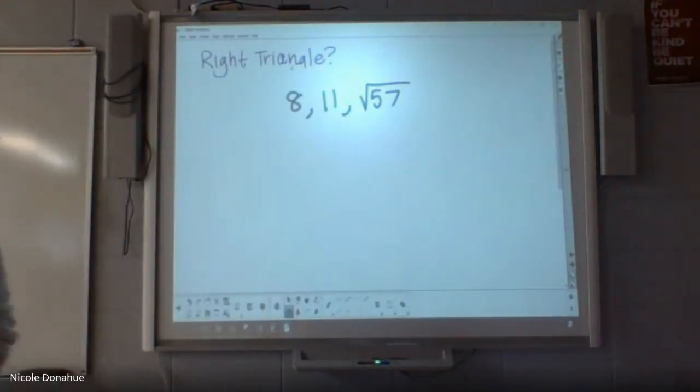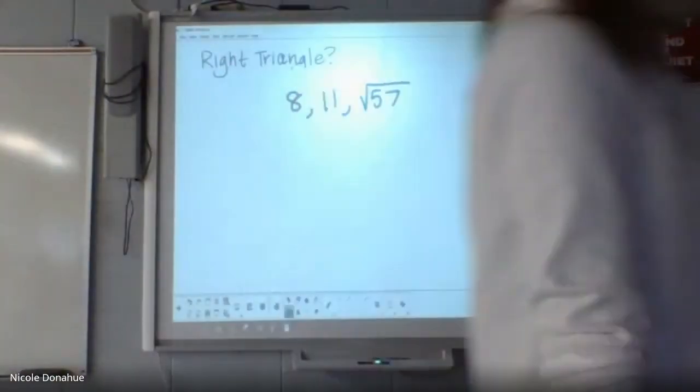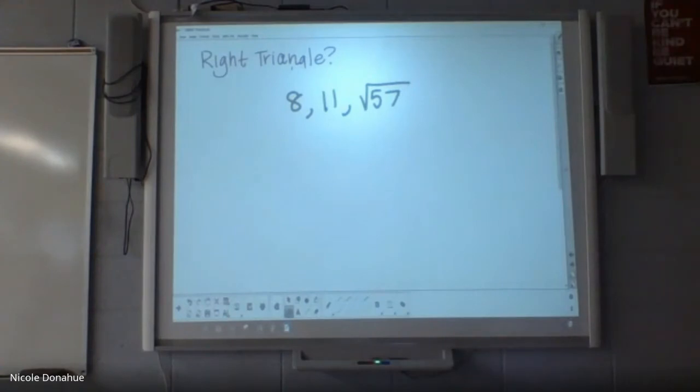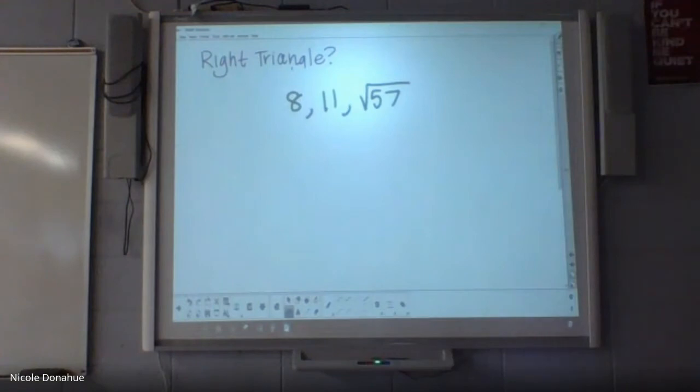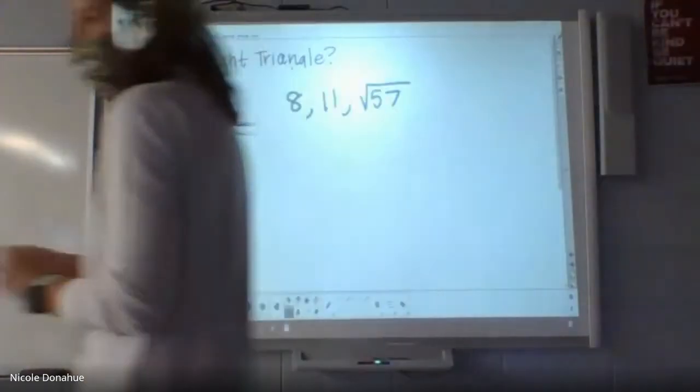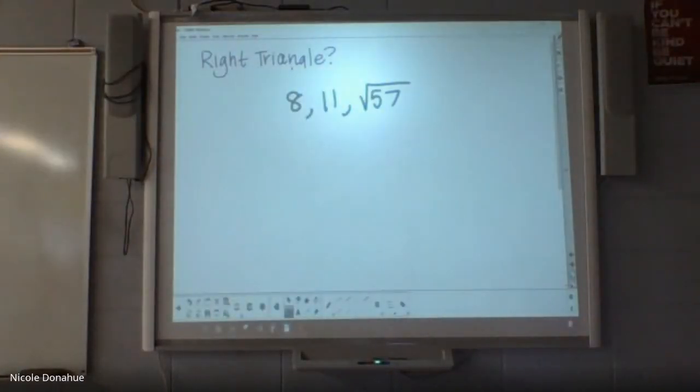Let's try 8, 11, and square root of 57. If you could show me a little work too rather than just writing yes or no. That way I know you're not just guessing, because if you say no and it's yes, then you just know what to change your answer to. Remember, you might have to check which one C is. You have to do a little bit of work to figure out which one C is.